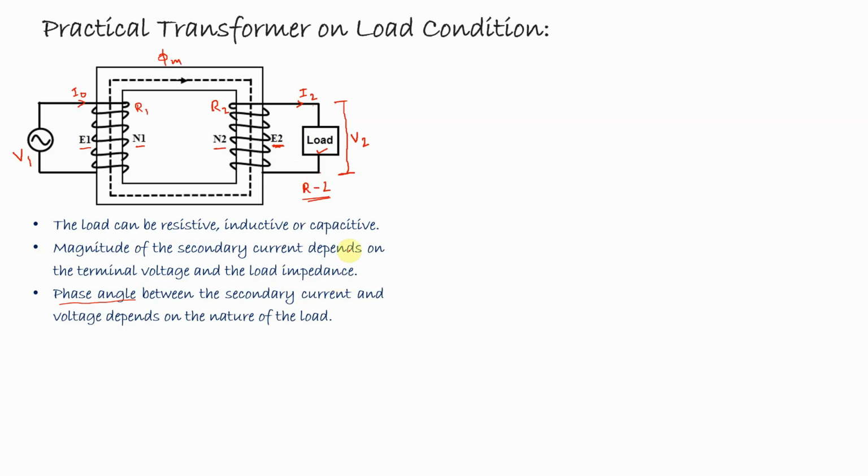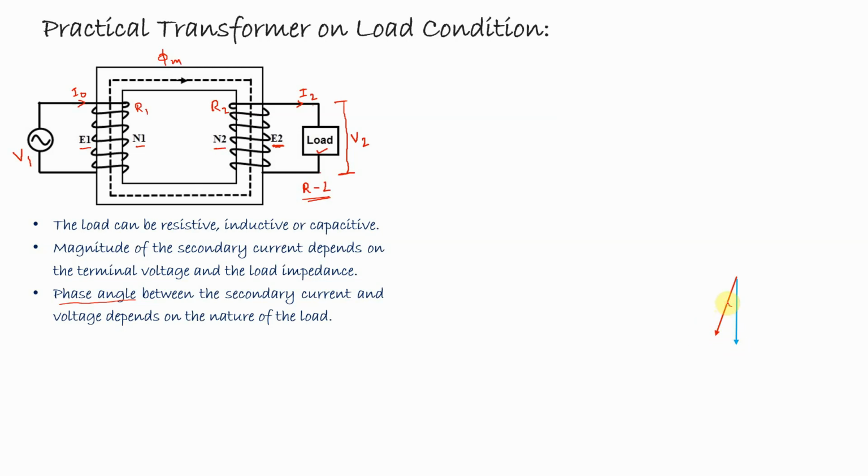Because this type of load is most common in the application, we consider the resistive inductive load. As it is the resistive inductive load, then definitely the current I2 will lag the voltage V2. So let's draw the phasor diagram of the voltage and the current first. So here it is the voltage V2 and the current I2 will lag the voltage. So this is V2 and this is I2.